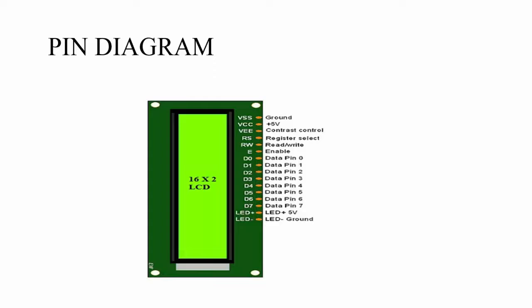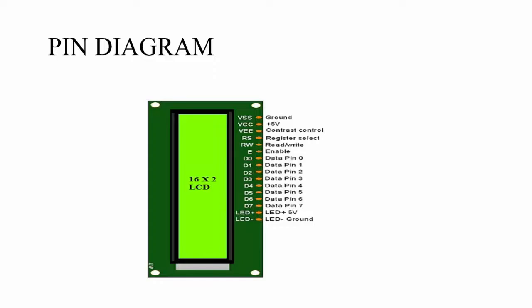Therefore, when the register select equals 1, the data register will be selected. Do you understand? Whenever we send the information to the LCD, first it transmits to the data register, and then the process starts. When register select equals 1, the data register will be selected. These are the register select modes.